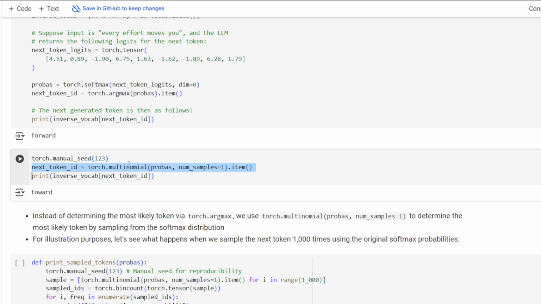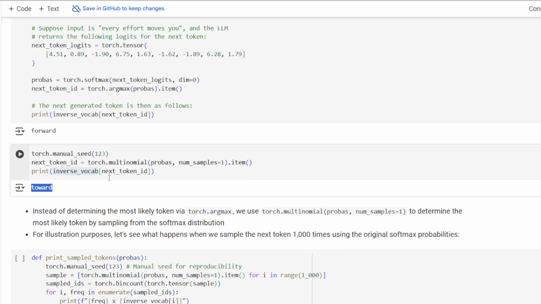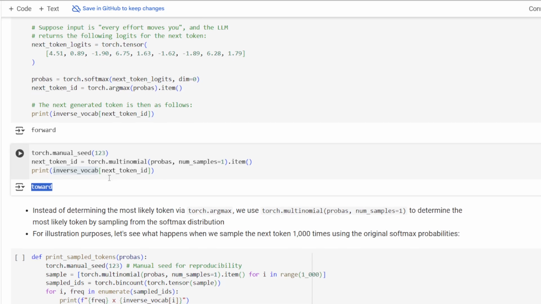So we now say multinomial instead of argmax on our probabilities. The number of samples that we're returning is only one sample, because that's what we want from our multinomial. We don't want it to return 2, 3, or whatever. We just want it to return the next word, right? So one sample. Perfect. And then we print what the next word is. Now it is printed toward. Most of the time it will print forward, but sometimes it will print toward.